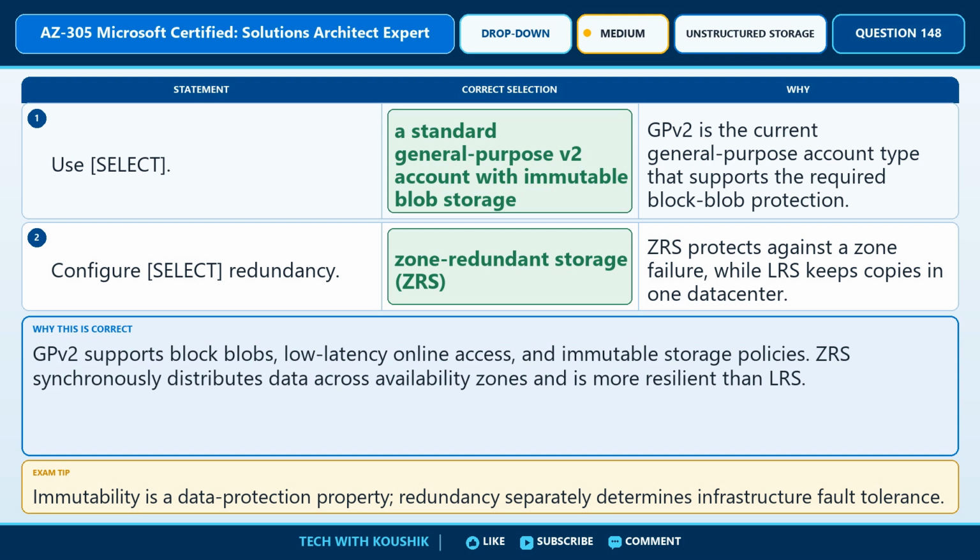Keep this examination point in mind. Immutability is a data protection property. Redundancy separately determines infrastructure fault tolerance.